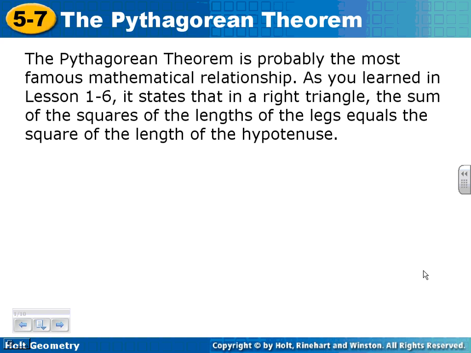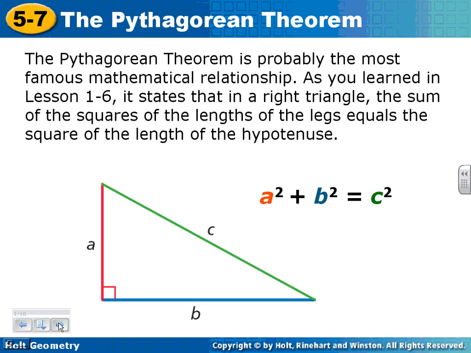mathematical relationship. As you learned in section 1.6, it states that in a right triangle, the sum of the squares of the lengths of the legs equals the square of the length of the hypotenuse. And here's the diagram. It's sometimes just read leg squared plus other leg squared equals hypotenuse.